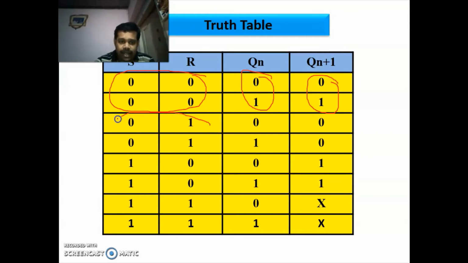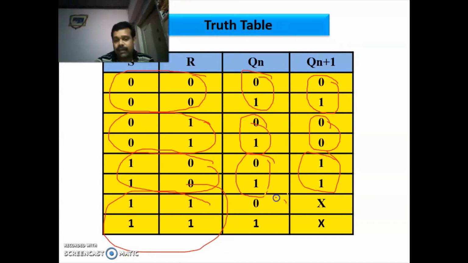When S is equal to 0 and R is equal to 1, whatever you are having in the present state, the next state is 0. When S is 1 and R is equal to 0, whatever you are having in the present state, the next state will be 1. When S is 1 and R is 1, whatever you are having in the present state, it is an indeterminate state or forbidden state. This present state may be 0 or 1, that we don't know. So we are considering it first as 0, then as 1. Both combinations we are taking because we don't know what is present previously.